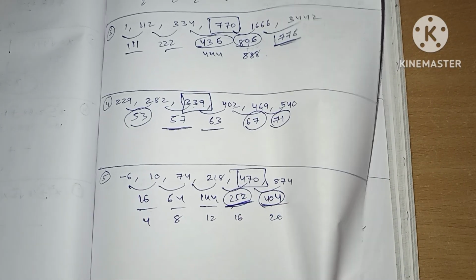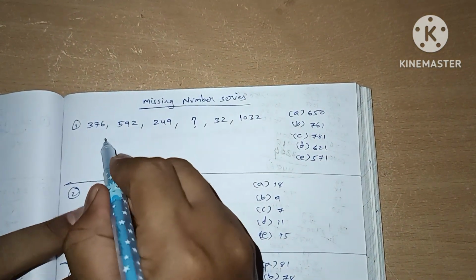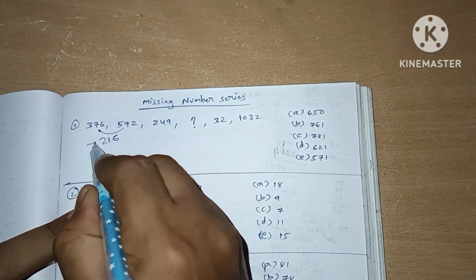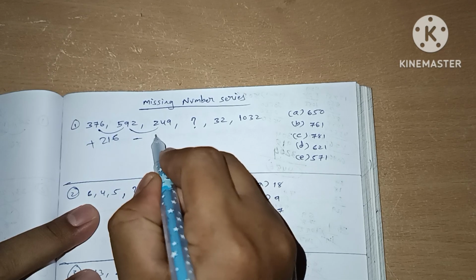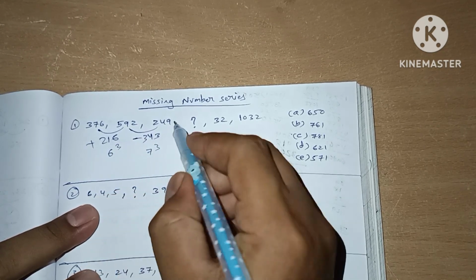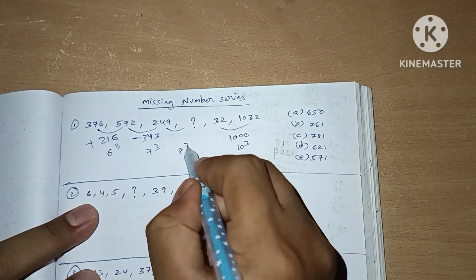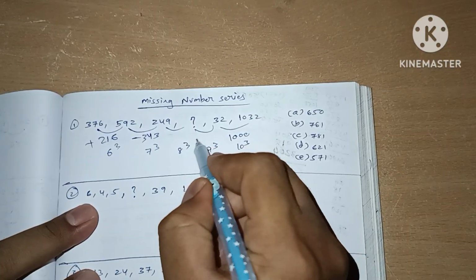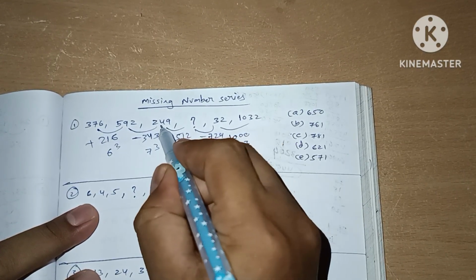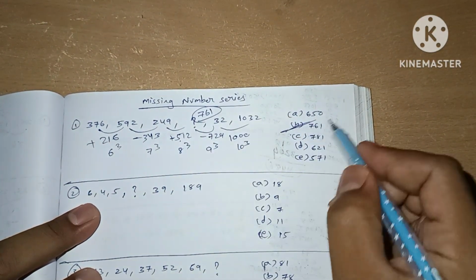Now we are going to see missing number series. First question. Here we're going to see the differences. Here the difference is 6 1 2 plus 2 1 6. Here minus 3 4 3. Okay, 6 cube, 7 cube. Here 1000. So 10 cube. It must be 8 cube. It must be 9 cube. This will be plus 512, minus 729. So 249 plus 512, which will be 761. Option B is our answer.